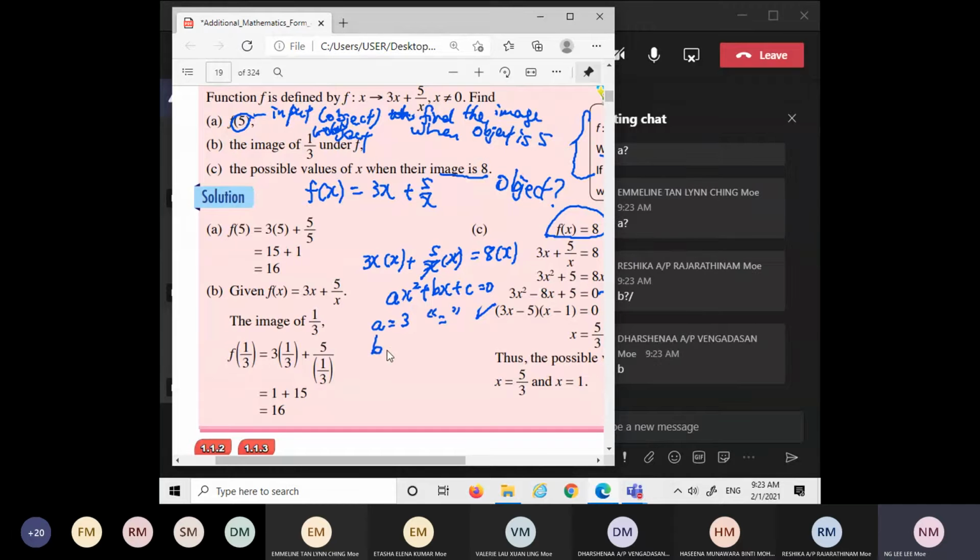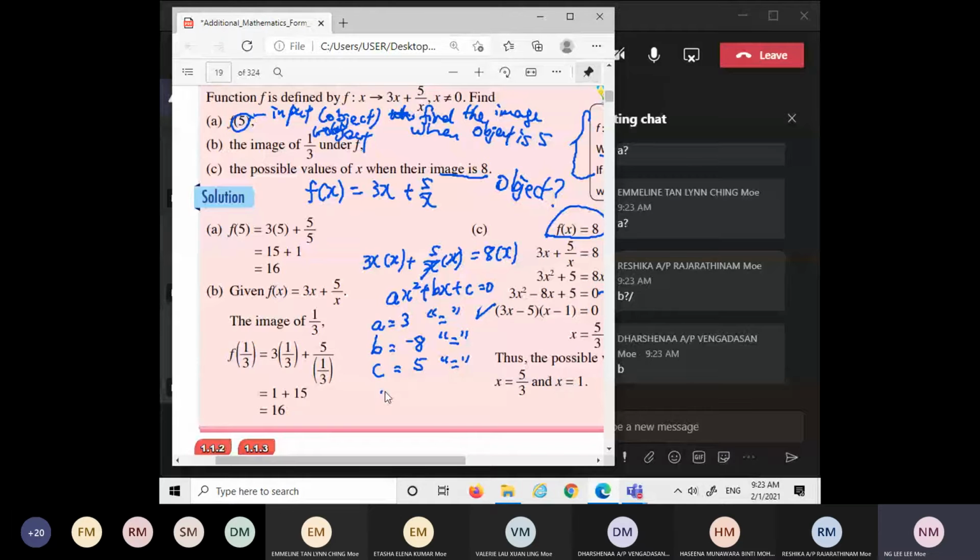They're asking for B, right? Okay, B. Then you put in B as -8, the coefficient of x. Then press equal again, and you will come up with C. C here will be 5. And then equal.